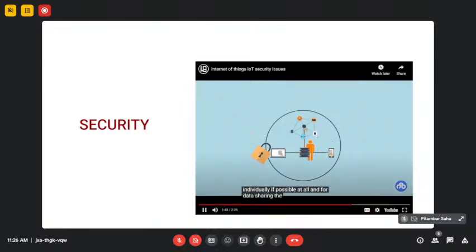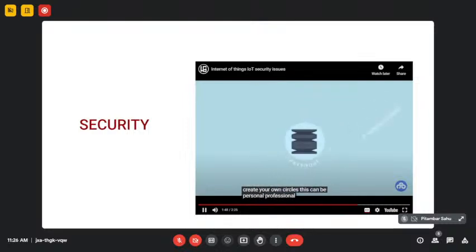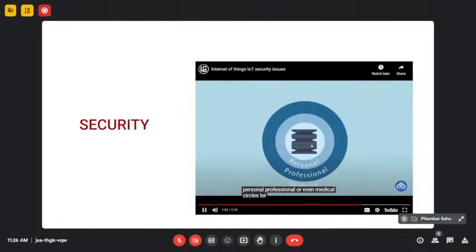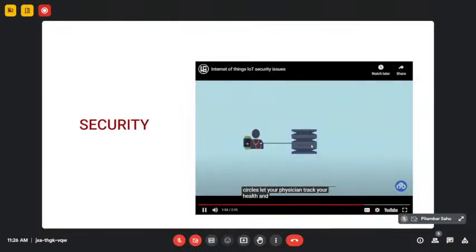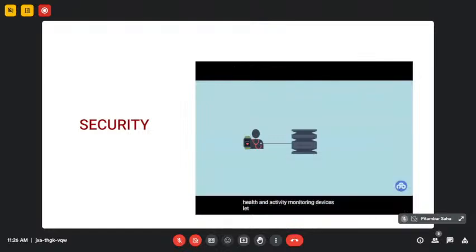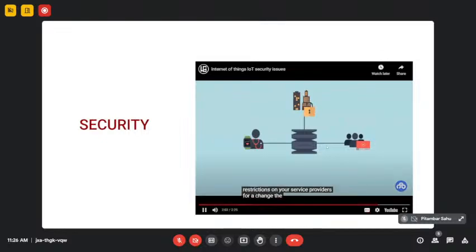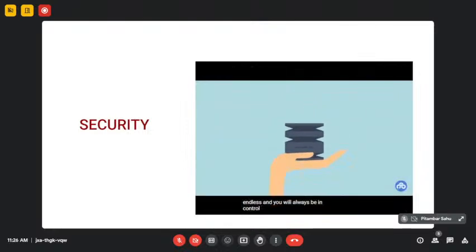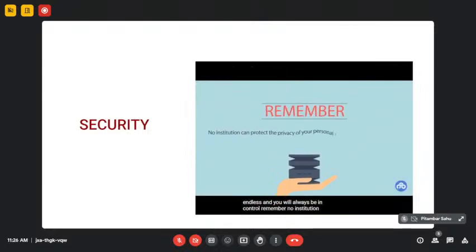And for data sharing, the BitBox allows you to create your own circles. This can be personal, professional, or even medical circles. Let your physician track your health and activity monitoring devices. Let your friends track the type of music you are purchasing. Set privacy restrictions on your service providers for a change. The possibilities are endless, and you will always be in control. Remember, no institution can protect the privacy of your personal information better than you. The BitBox puts power back into your hands.